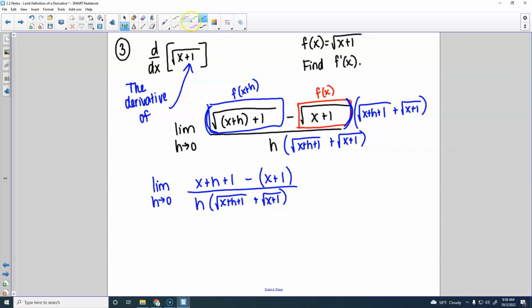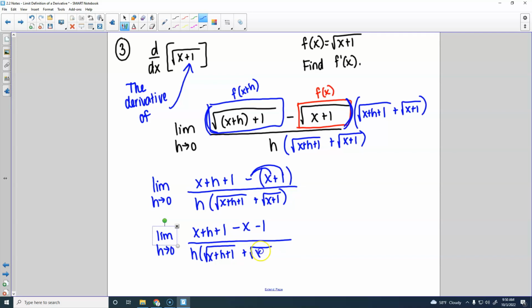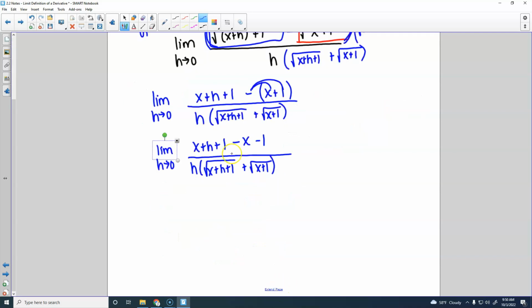All right, so if we distribute this negative here, then that will give us the limit as h approaches 0 of x plus h plus 1 minus x minus 1 over h times square root of x plus h plus 1 plus square root of x plus 1 here. And just like with our other problems, everything without an h should cancel. It does. This x cancels with this x. This 1 cancels with that negative 1. If you see that you got anything left that does not have an h, you probably forgot to distribute a negative or multiplied something wrong. You've made a mistake, right?